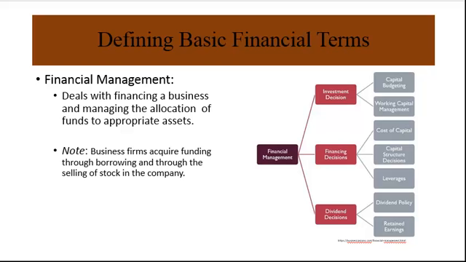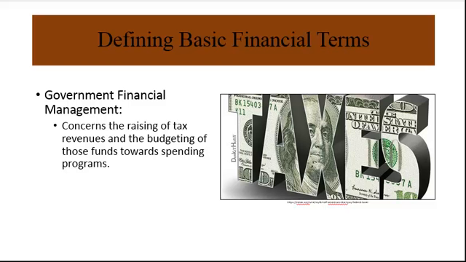Businesses do basically two things. They raise money through the issue of securities and through borrowing, and they allocate that money toward investments in business assets. Government financial management mainly concerns raising of tax revenues and budgeting of those funds toward spending programs.